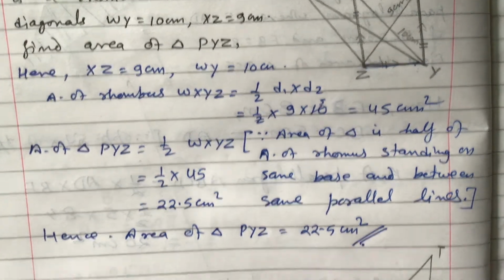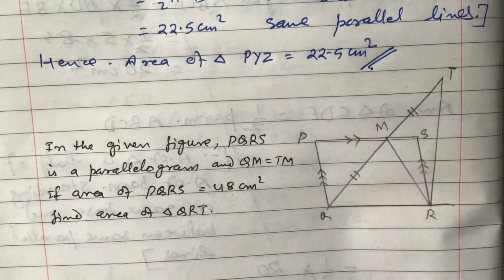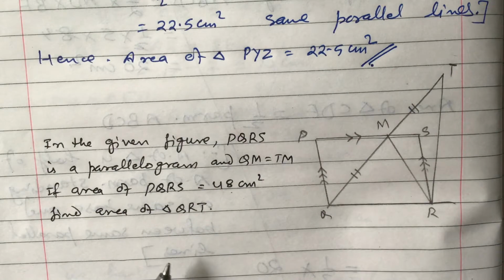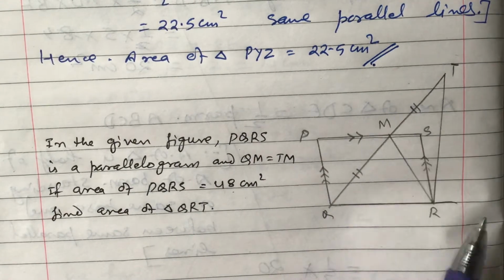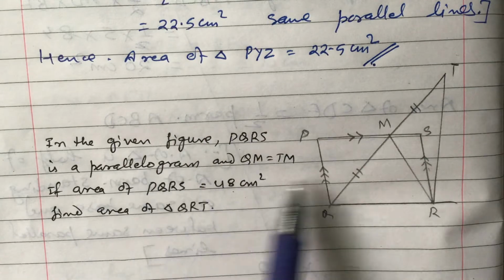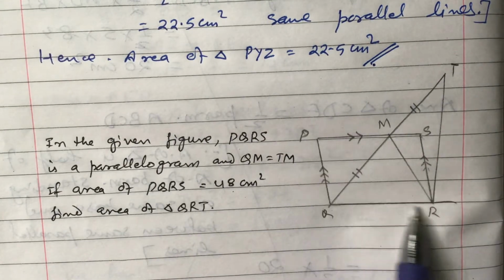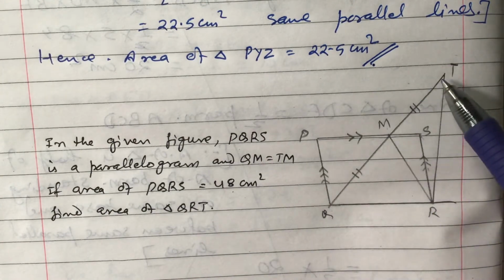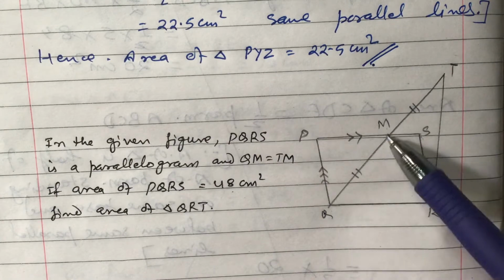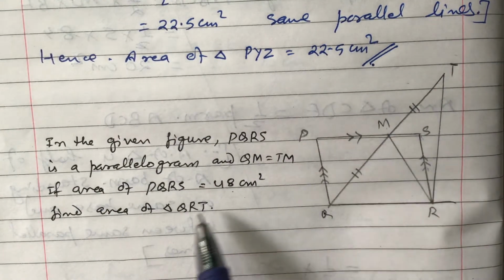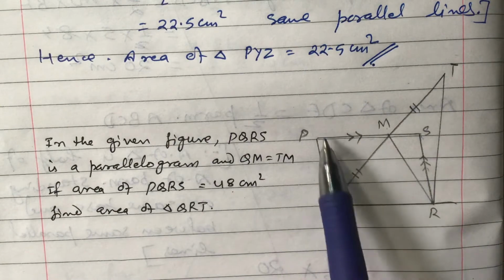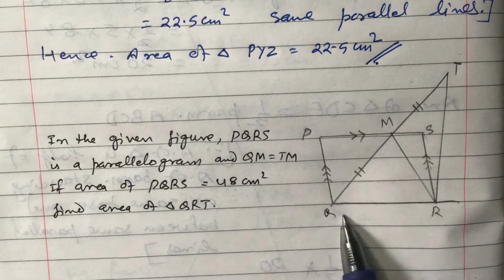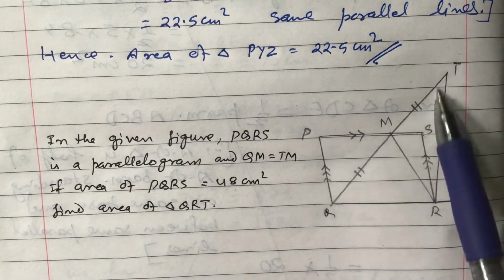Now our next question is here. Another question I have written here. This question is also related to area of parallelogram and the triangle. Here in the given figure, PQRS is a parallelogram. This QM is produced up to T, and QM and TM are equal, given. M is midpoint. Now, the area of PQRS is given as 48 cm square. So find the area of QRT, this whole triangle area we need to find out.